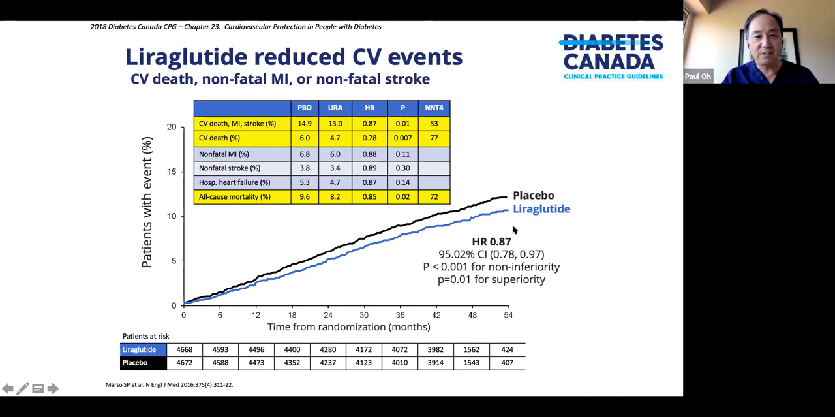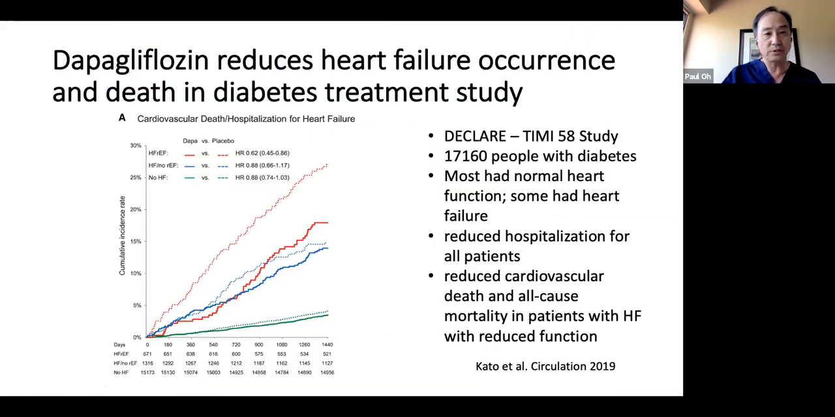When they are given to people at risk for heart disease, interestingly, over 4.5 years, with thousands of people on liraglutide versus thousands of people on placebo, there was a 13% reduction in bad vascular events, very consistent with the story for the SGLT2 inhibitors.